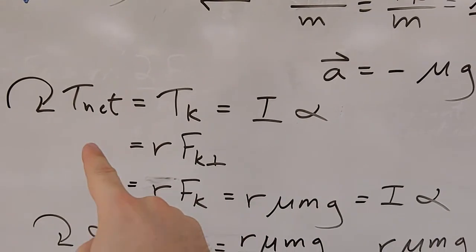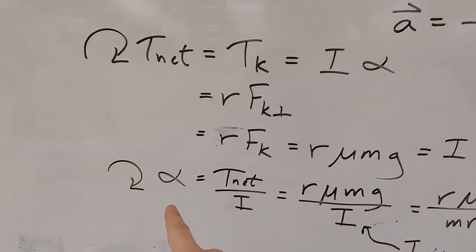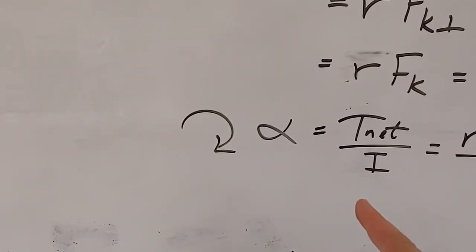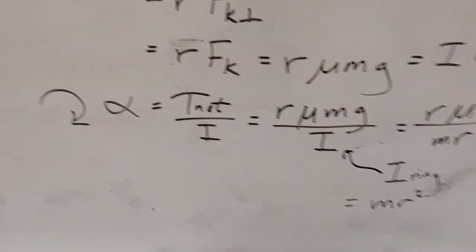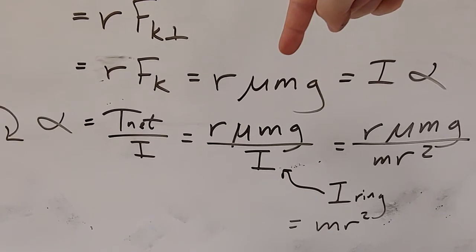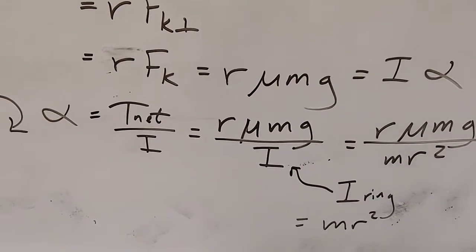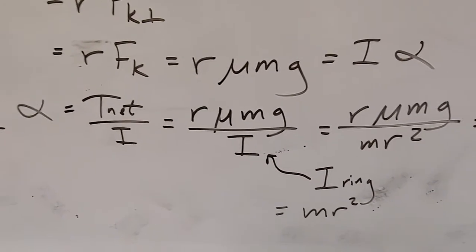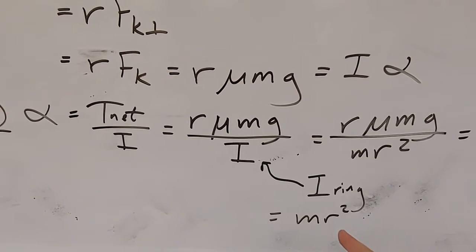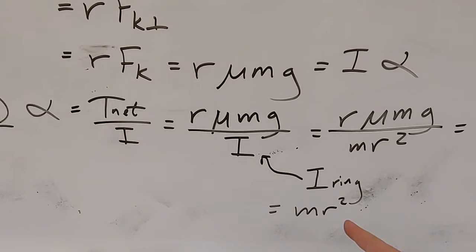And since net torque is always equal to I times alpha, the angular acceleration is equal to the net torque over I, the moment of inertia. So we'll just take this thing we found right here. We figured out that the net torque was R mu mg. We need to divide that by I. Of course, we are dealing with a ring because it's a hula hoop, and so the best thing we can approximate it as is just a thin ring, which has a moment of inertia of mr squared. But of course, for different objects, you'd have to use different moments of inertia.